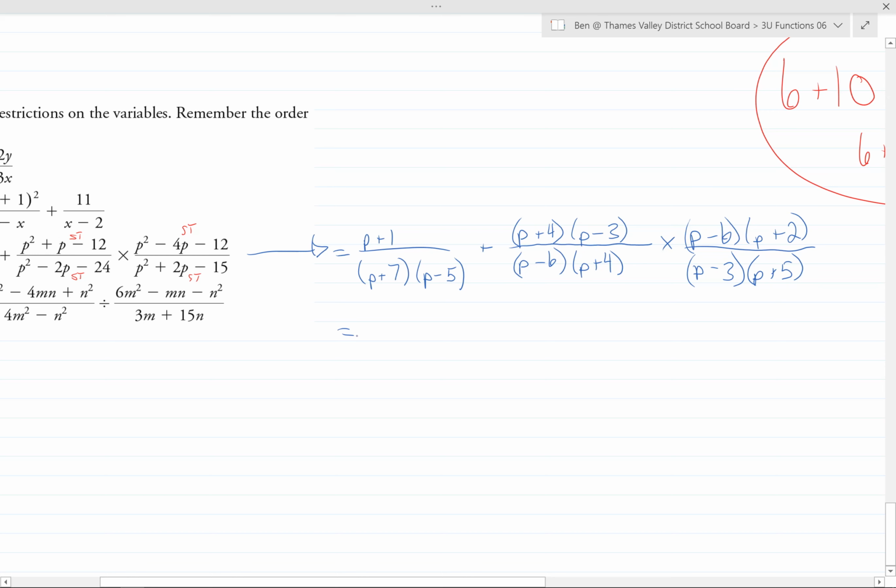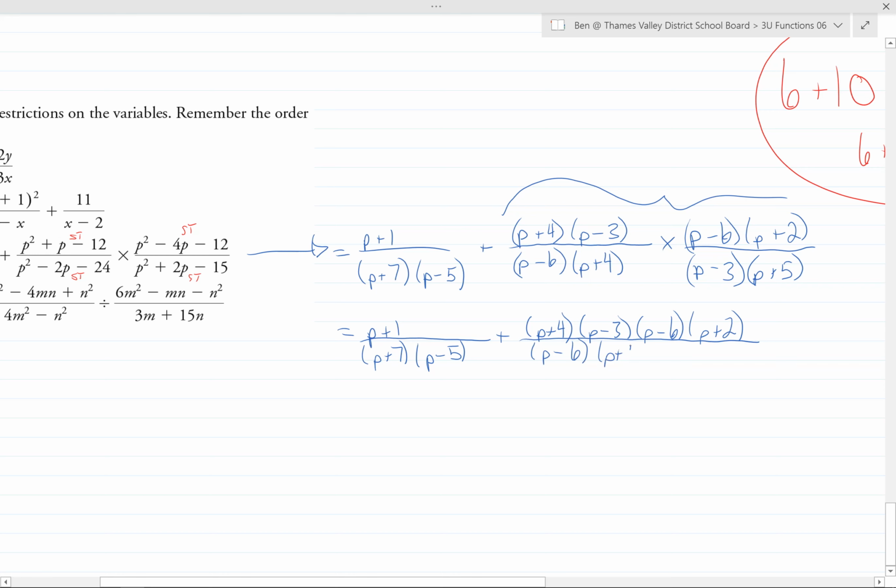We could state our restrictions now, or we could write the second portion of this in one fraction. So we'll try that first. So (p plus 1) divided by (p plus 7)(p minus 5), and the second part in one fraction. So in my numerator, (p plus 4)(p minus 3)(p minus 6) and (p plus 2). In my denominator, (p minus 6)(p plus 4)(p minus 3)(p plus 5).